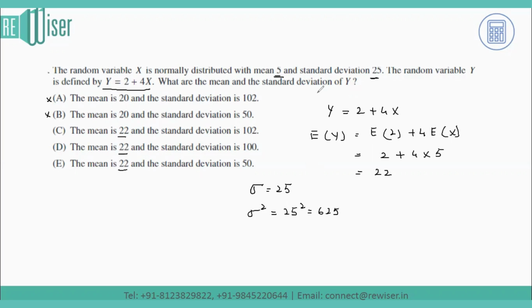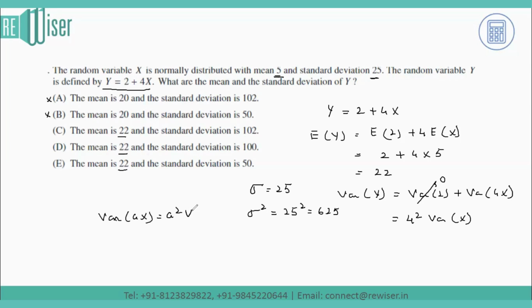To calculate the standard deviation for y, we first need to calculate the variance of y. The variance of y becomes the variance of 2, which is a constant, plus the variance of 4x. Now, the variance of 2, being a constant, is 0. So the variance of y becomes 4 squared times the variance of x. We have used the formula that the variance of a times x is a squared times the variance of x.